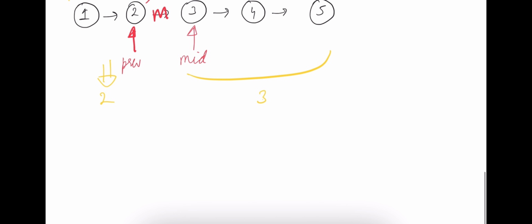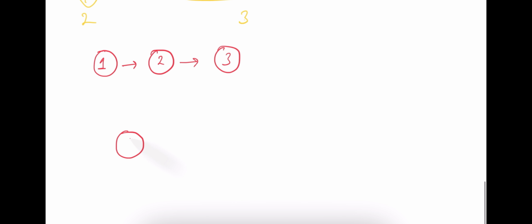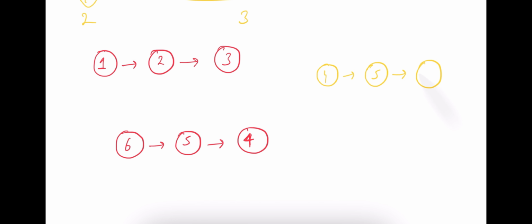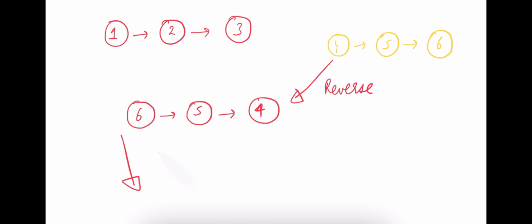And now we have to merge these two halves together. So let's have a look at how we are going to merge that. We have our first half 1, 2, and 3, and we have our second half 6, 5, and 4. We get 6, 5, and 4 by reversing the second half 4, 5, and 6. So after finding the middle node, we have to reverse the second half. So the second operation is reverse, and after reversing we have to do a merge.